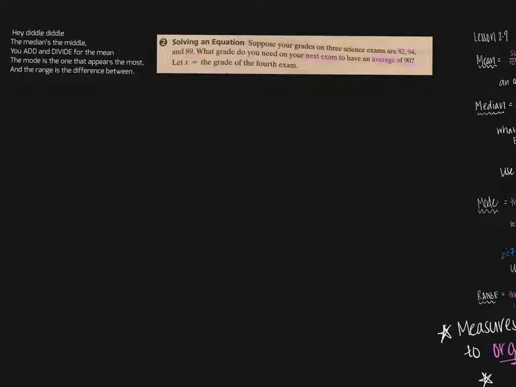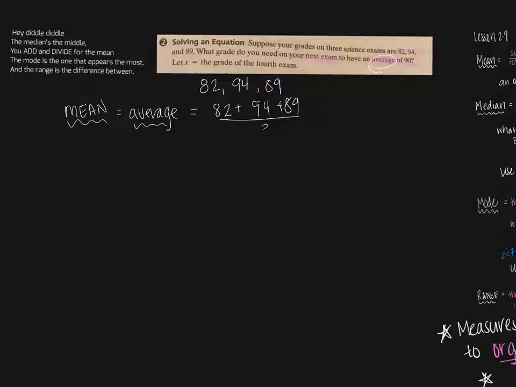What does average mean? This is our key word here. Our data points so far are 82, 94, and 89. What is average? Well, remember that mean equals average, and that in order to find the average, I want to take the sum of my data points and divide it by the number. But that's not the same as 82 plus 94 plus 89 divided by 3. Why not?